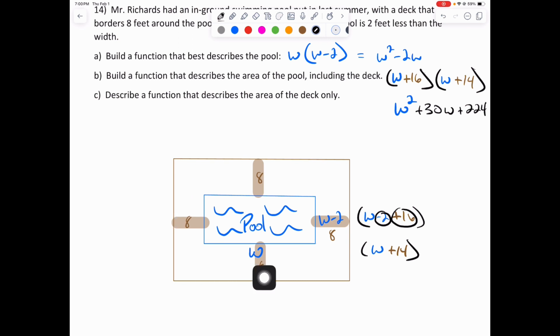So we're going to take the area of our deck here, which is W squared plus 30W plus 224, which is the entirety of it. So let's do W squared plus 30W plus 224. I'm going to highlight this in red just so you can see exactly how we're writing the function, because we only need to write the function. We do not need to solve the function. W squared plus 30W plus 224, and you're taking away the pool. Well, the pool is W squared minus 2W.